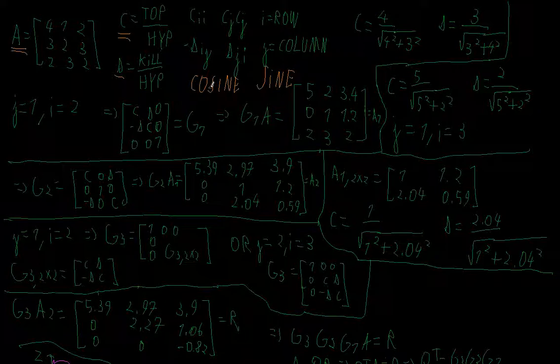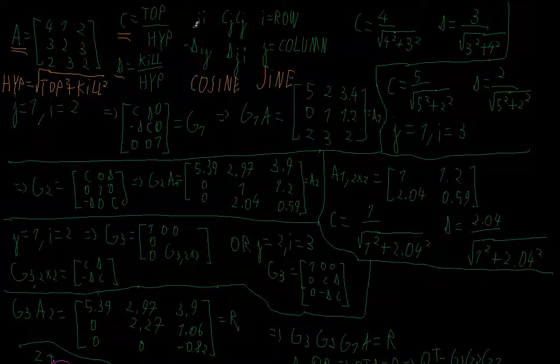And so remember, our cosine is defined as the top element of the column vector over the hypotenuse, and the sine is defined as the element you want to kill over the hypotenuse. And remember that the hypotenuse is simply the square root of the top squared and the element you want to kill squared. Kill, I mean put to 0, but we can call it kill. And so remember, that's how you calculate your cosine and your sine.